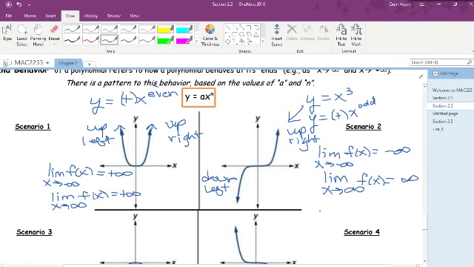All right, so that's scenario 2. So scenario 1, we had positive coefficient, even power on the x, and up to the left and up to the right. Scenario 2, we have a positive coefficient with an odd exponent on the x. It's going to go down on the left, and it's going to go up on the right.